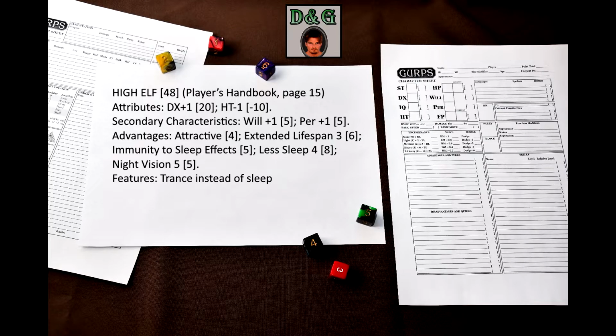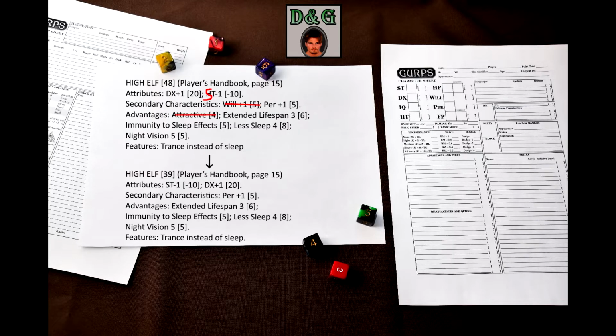What I do is remove the bonus to Will and Attractive. Also, I believe that by the elves being frail, the book means that they should have fewer HP, so I replace the penalty to HT with a penalty to ST, and this is how it looks. 39 points is better, right?